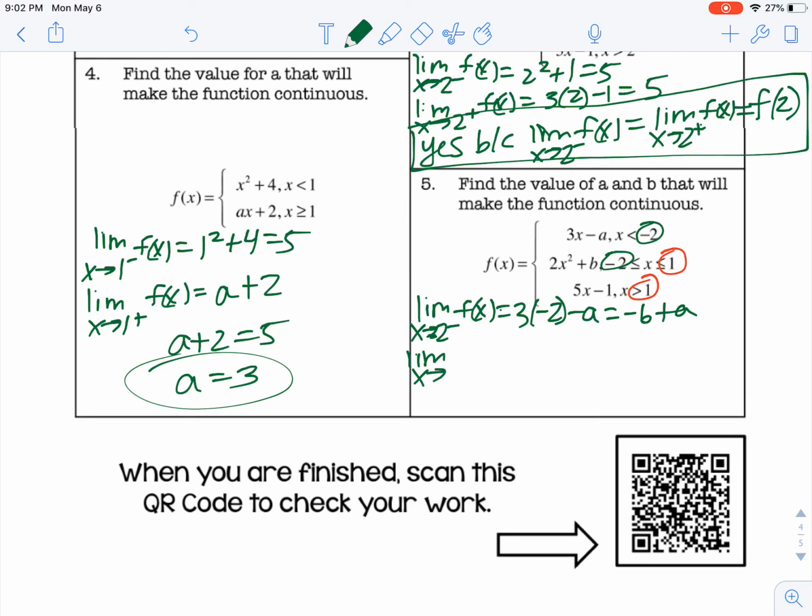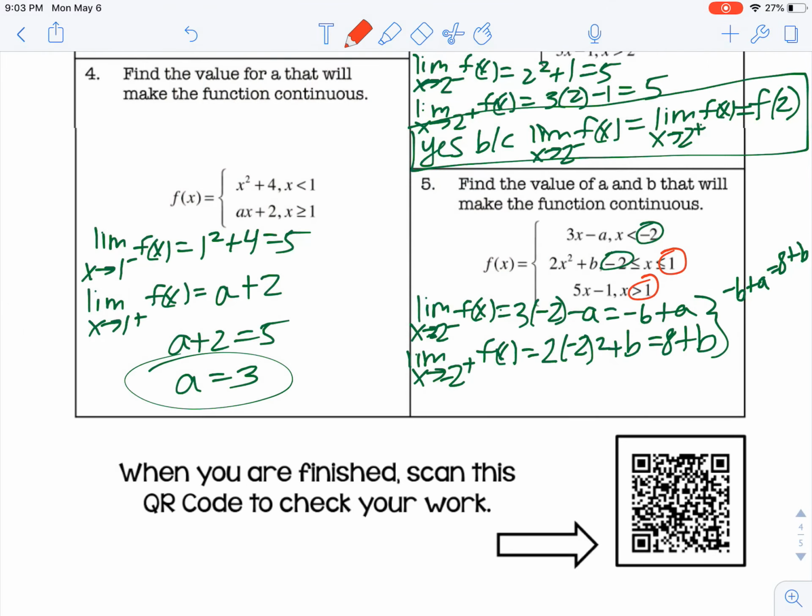Limit as x approaches 2 from the right of f of x equals, again, -2, times -2 squared plus b, so that's going to be 8 plus b. Okay, so our first equation right here gives us -6 plus a equals 8 plus b.